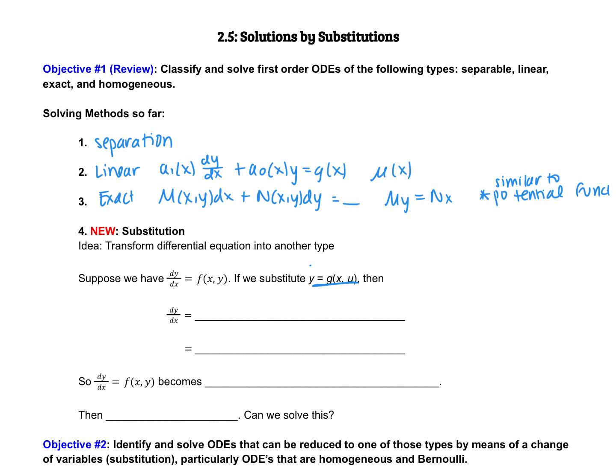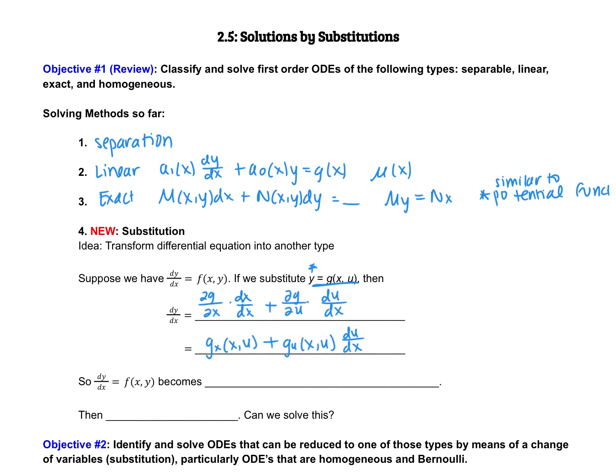So differentiating that equation that I just underlined, the derivative of y with respect to x would be the partial of g with respect to x, times dx/dx, which is just 1, so you don't need to write that, and then the partial of g with respect to u, du/dx. Which can be written as the partial of g with respect to x in terms of x and u, add the partial of g with respect to u in terms of x and u, du/dx.